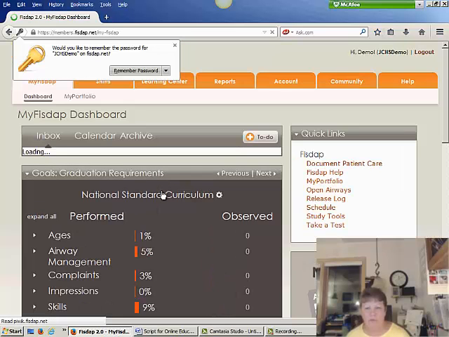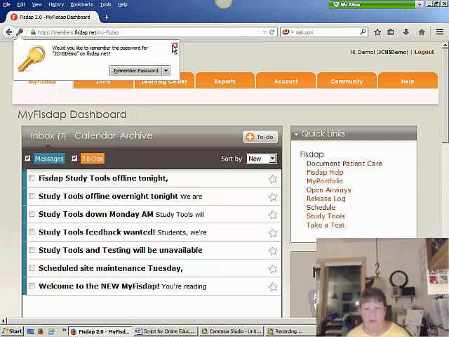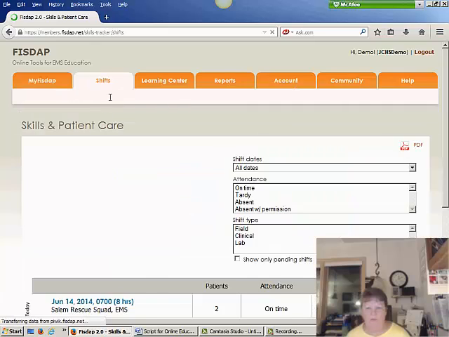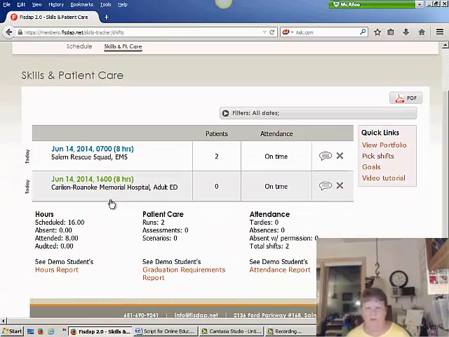Demo has 2 rotations today, and we're going to click off this. He has 2 rotations today. One is an internship at Salem Rescue, and it's going to be a blue shift, and the green shift is the Roanoke Memorial Adult ED shift. We're going to be working right here in this shift.